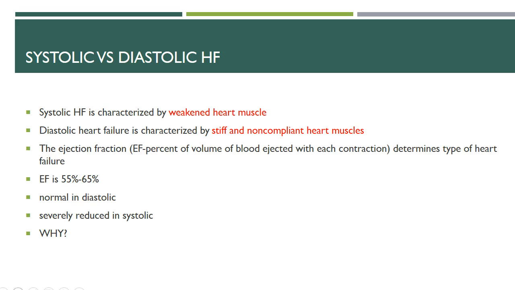So we have systolic and diastolic heart failure. Systolic is a weakness of the heart muscle, and diastolic means that they're stiff and non-compliant. The ejection fraction, which is how much blood is ejected with each contraction of the heart, will help determine the type of heart failure. A normal EF is 55 to 65. That's determined through an echo. And it's normal in diastolic and reduced in systolic. So it's reduced in systolic because the heart muscle is weak, whereas in diastolic, the heart muscle is stiff and non-compliant.